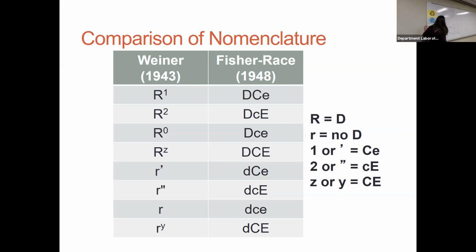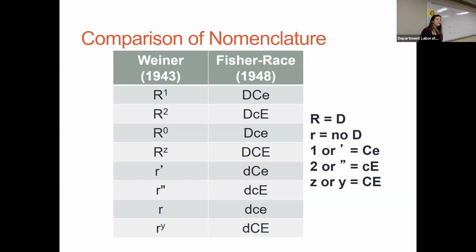What if you had big D, big C, big E? That is RZ. That means your position 1 and position 2 are both being expressed. Right? Big C and big E is RZ. Right? What if you had little d, big C, big E? That's little r-Y. Don't ask me where the Z and the Y come from. I'm not exactly sure why they chose that notation. But that's what they did. Fisher or Wiener did. Does that make sense to everybody? And again, we'll get plenty of practice.